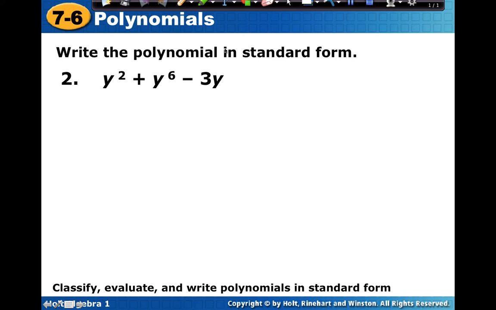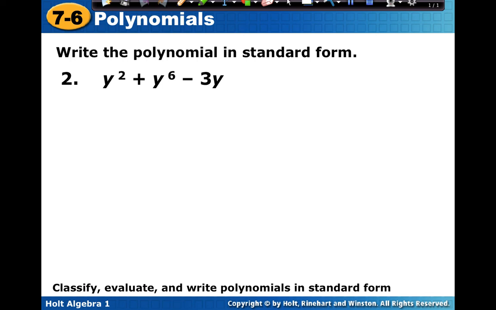Go ahead and write down number 2. Y squared plus y to the 6th minus 3y. Again, we're putting this in standard form, which just means that we're listing it from greatest to least by the powers or the exponents.